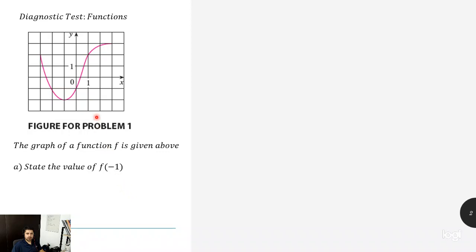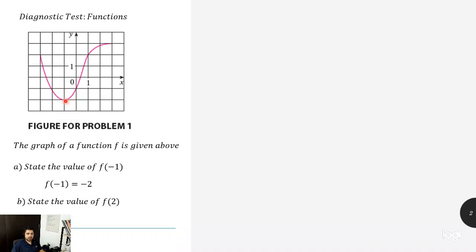So we need to go here to -1, so it should be exactly this. We need to project that into this. So we can answer that f(-1) is equal to -2.